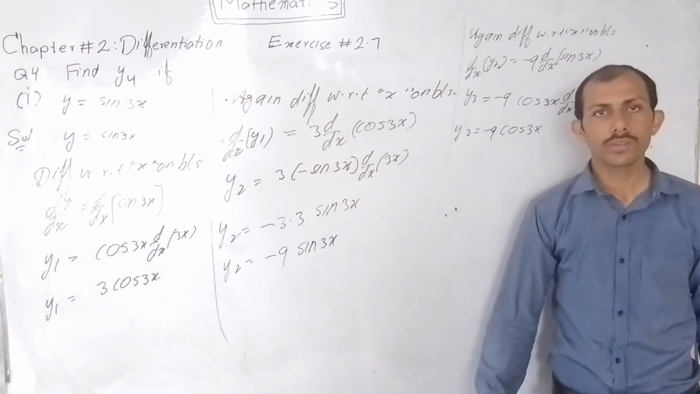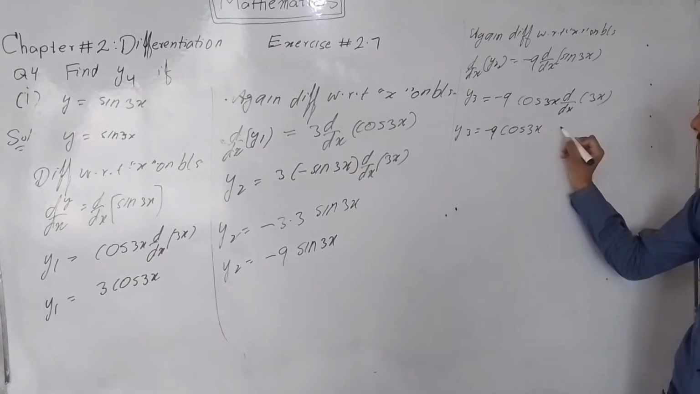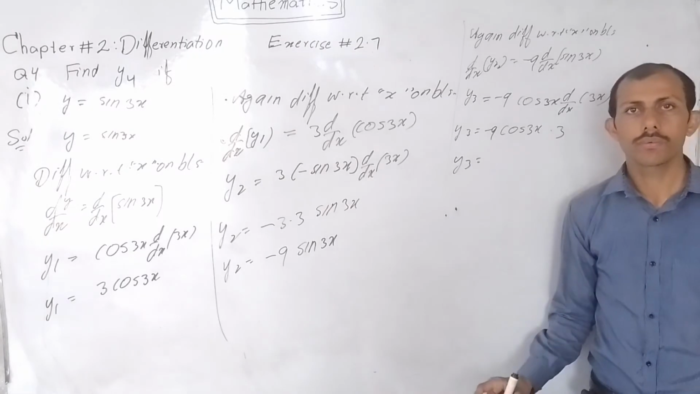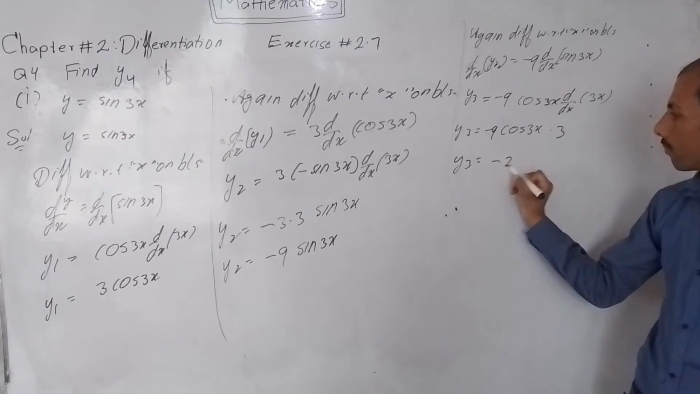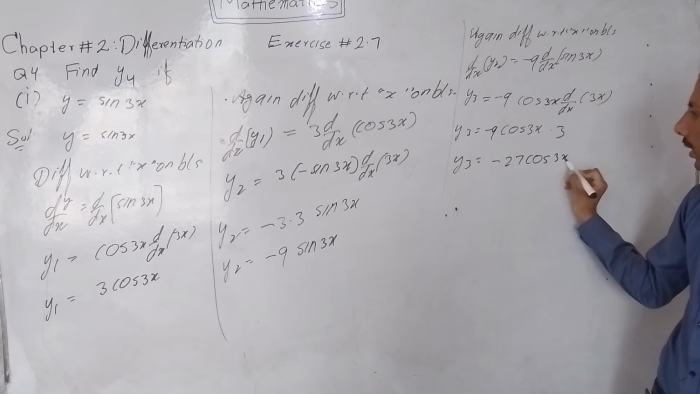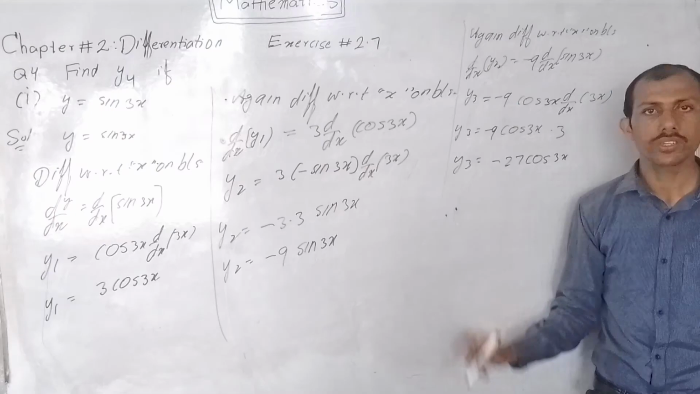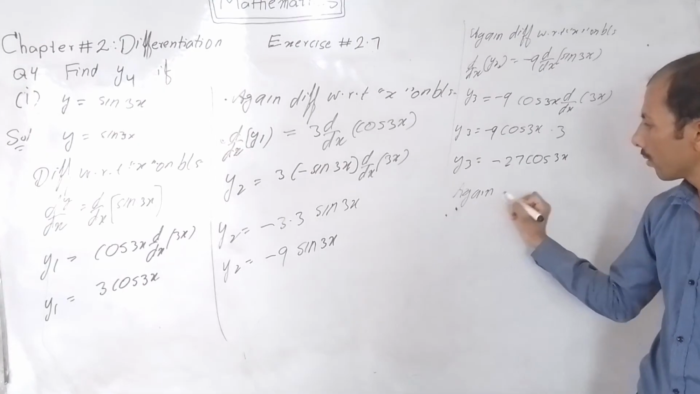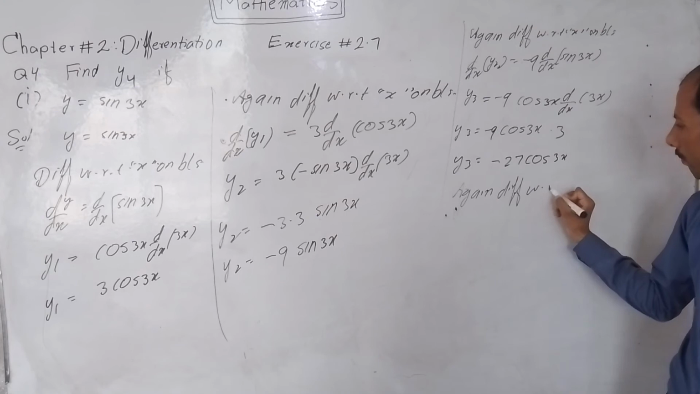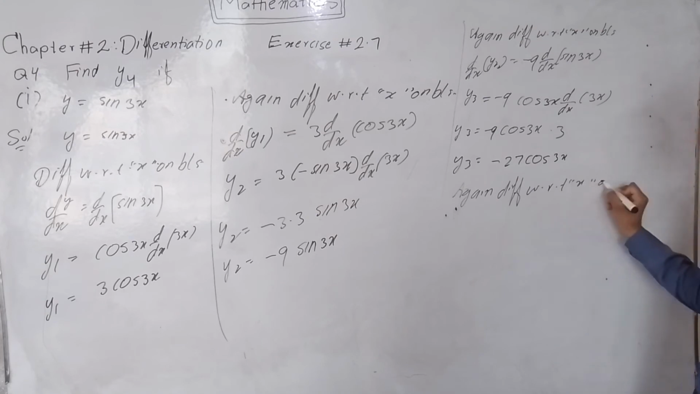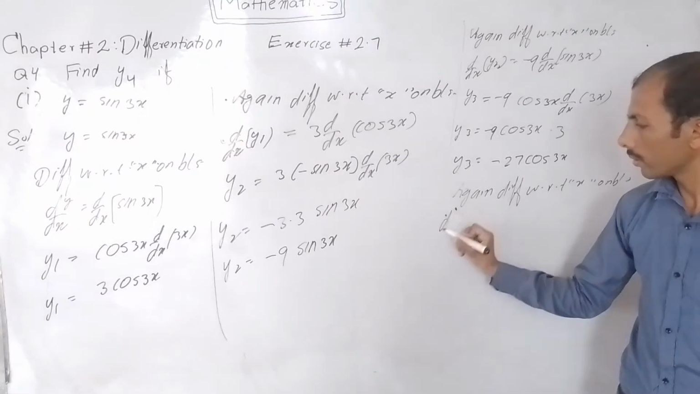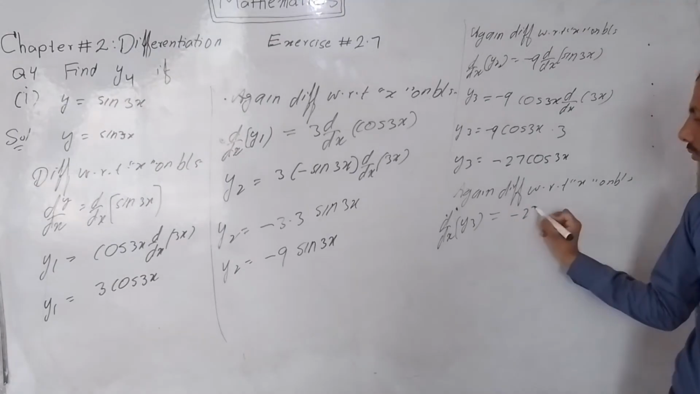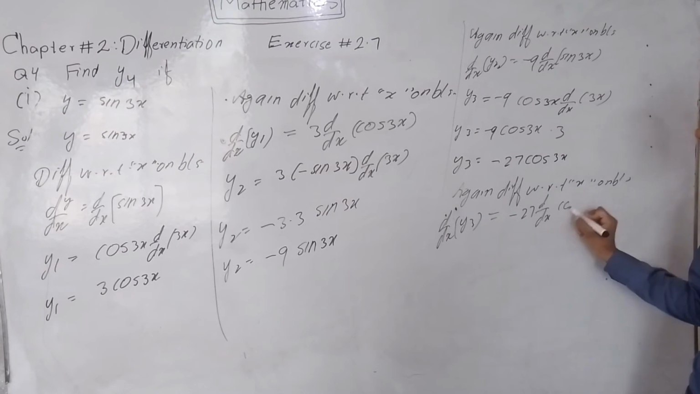The derivative of 3x with respect to x is equal to 3. y3 is equal to minus 3 times 9, minus 27 cos 3x. Again differentiate with respect to x on both sides. The derivative of y3 is minus 27 times the derivative of cos 3x.